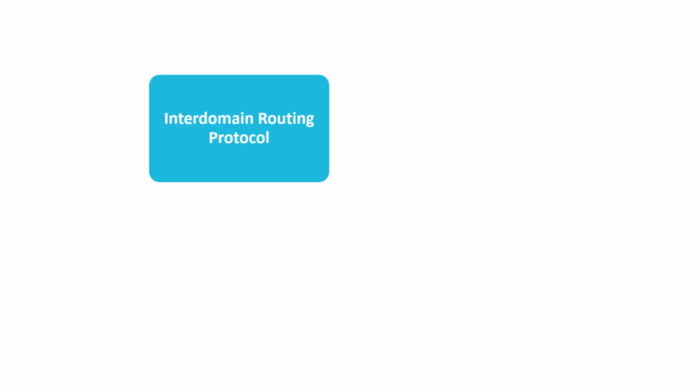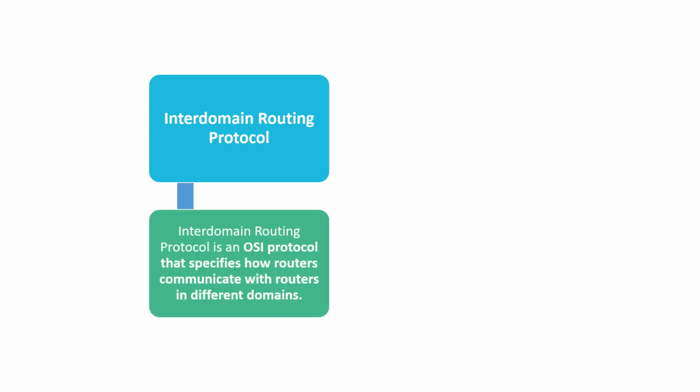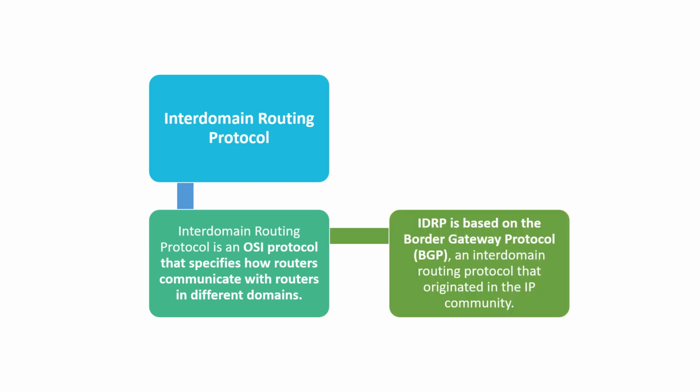The last protocol we are going to see in this video is the interdomain routing protocol, and this is an OSI protocol that specifies how routers communicate with routers in different domains, and this is based on the border gateway protocol, an interdomain routing protocol that originated in the IP community.